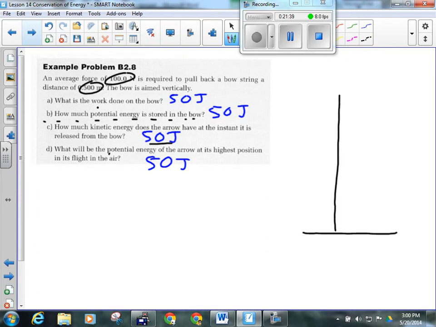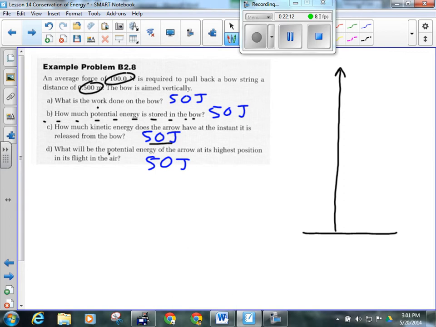And as it flies upwards, it's going to slow down, slow down, slow down, and eventually reach its maximum height where it stops before falling back down. At that point, it has 50 joules of gravitational potential energy. Why? Because that's all the work I did on the bow. It's all the work the bow could do on the arrow. It's all the kinetic energy the arrow had, and it all got turned into potential. You guys follow me there? Once you put work into a system, that energy is always going to be there.